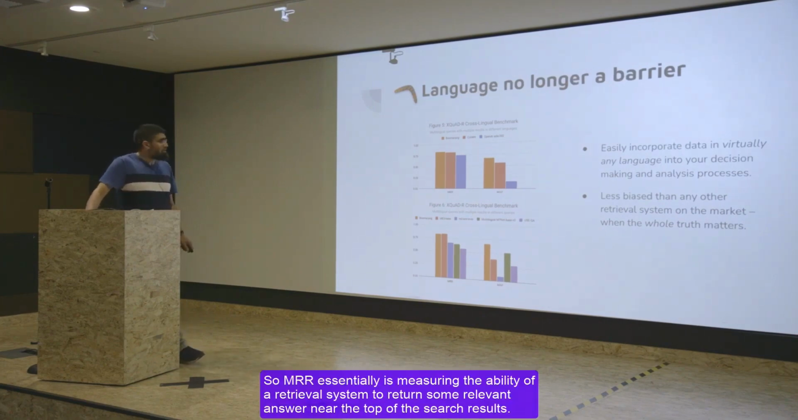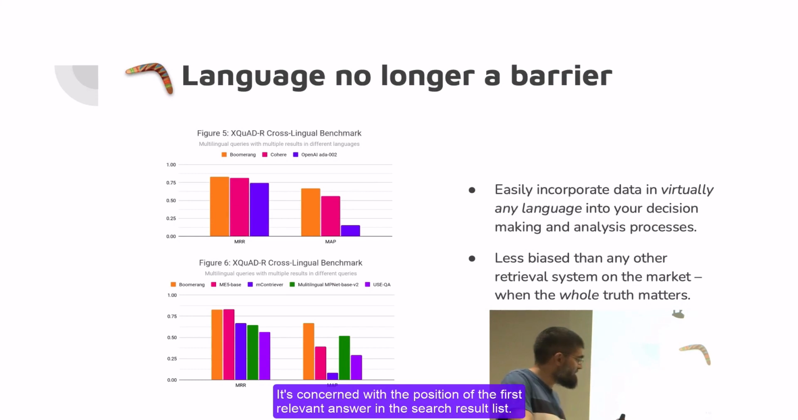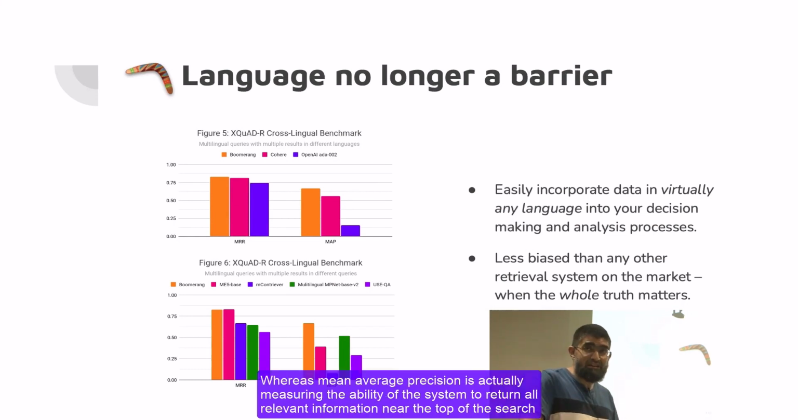So MRR essentially is measuring the ability of a retrieval system to return some relevant answer near the top of the search result. So it's concerned with the position of the first relevant answer in the search result list. Whereas mean average precision is actually measuring the ability of the system to return all relevant information near the top of the search results.